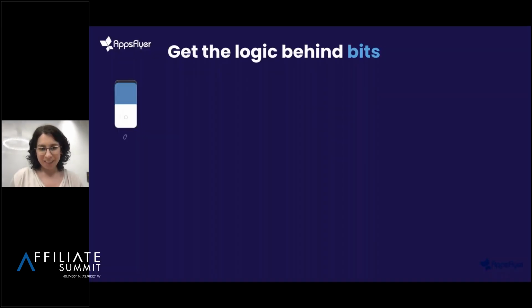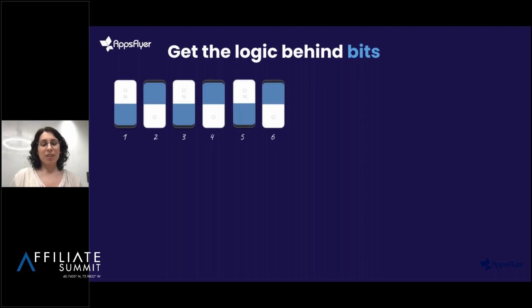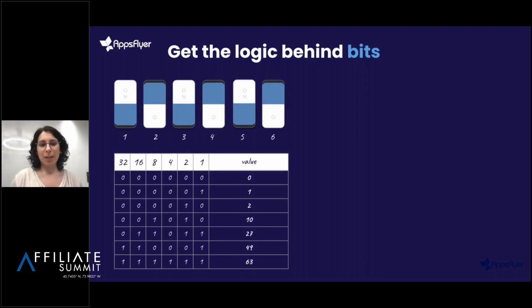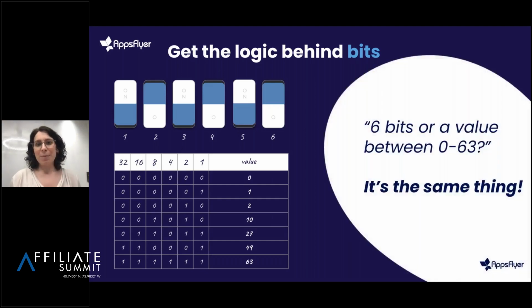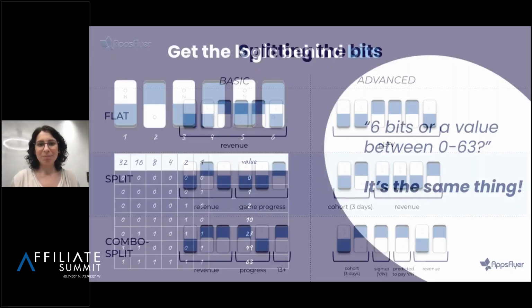They are not terribly complicated to understand. As you can see, each bit is like a switch, and there are 6 of them. And based on the score of the user, it will have a different value, anywhere between 0 and 63, just because of all the different combinations that you can have with each of them turned on and off. So it's the same thing, essentially. If you hear me saying 6 bits or 0 to 63, they're one and the same.